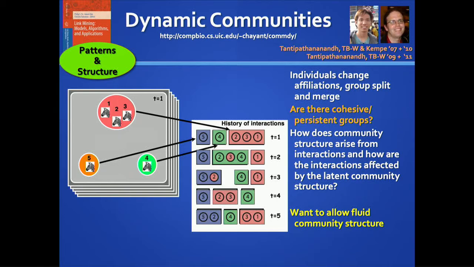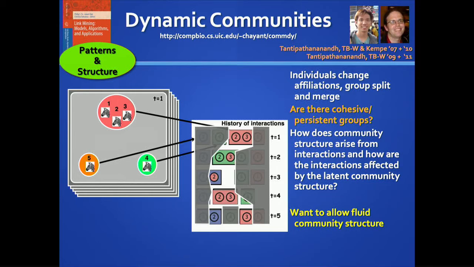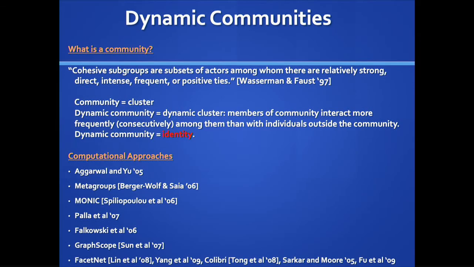So how do we do this? The definition in social sciences is that communities are cohesive subgroups of actors among whom there are relatively strong, direct, intense, frequent, or positive ties.